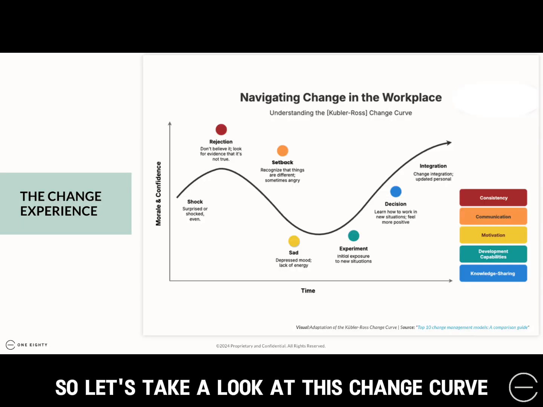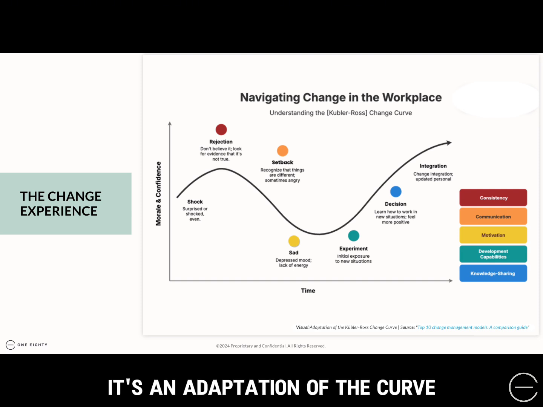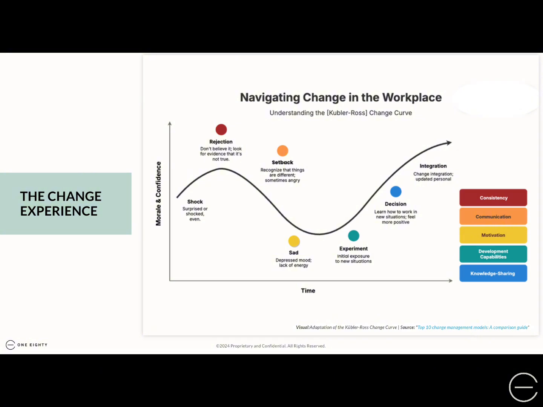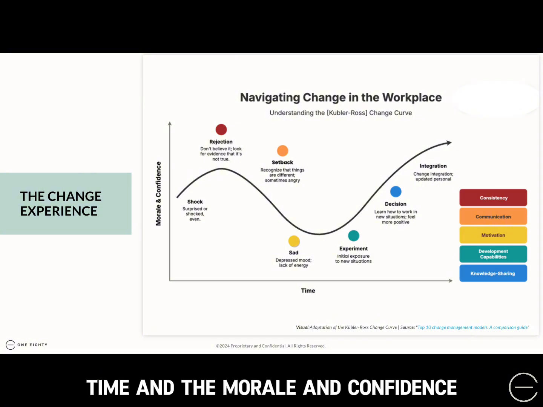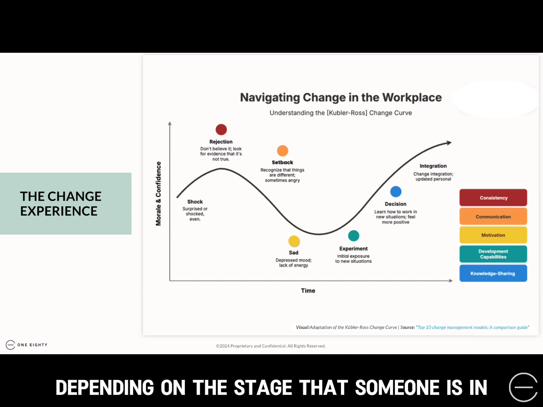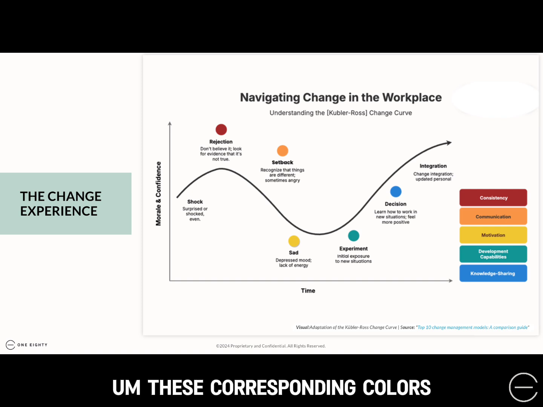So let's take a look at this change curve. And this is the Kubler-Ross change curve. It's an adaptation of the curve. And what you're going to see are two things. The time and the morale and confidence and how that shifts over time depending on the stage that someone is in. And then you're also going to see on the right hand these corresponding colors, which show what people need typically at each of these stages.